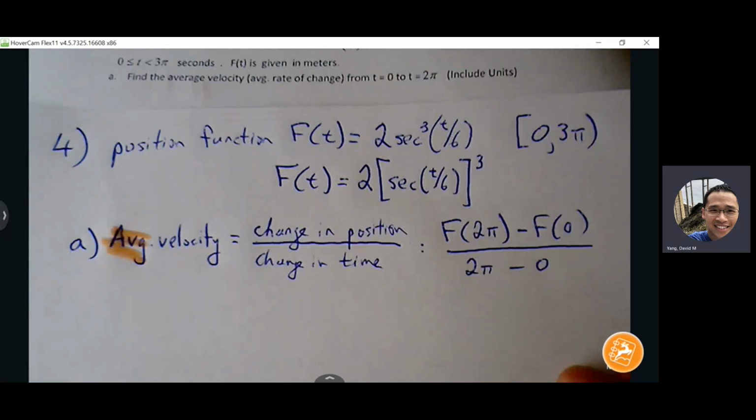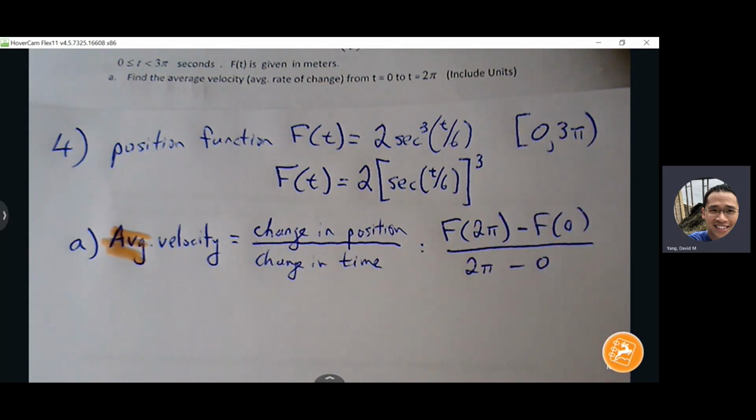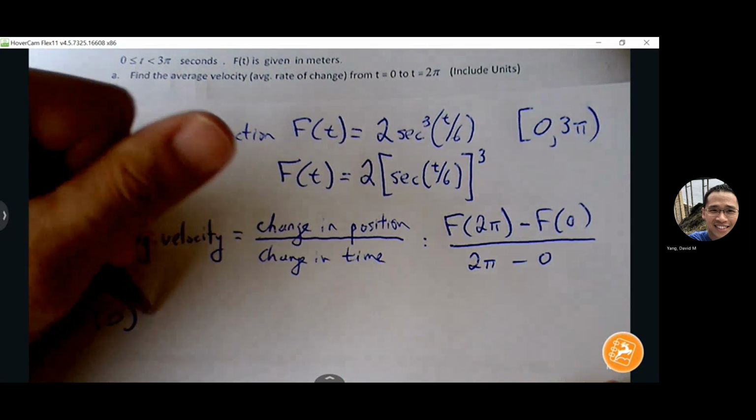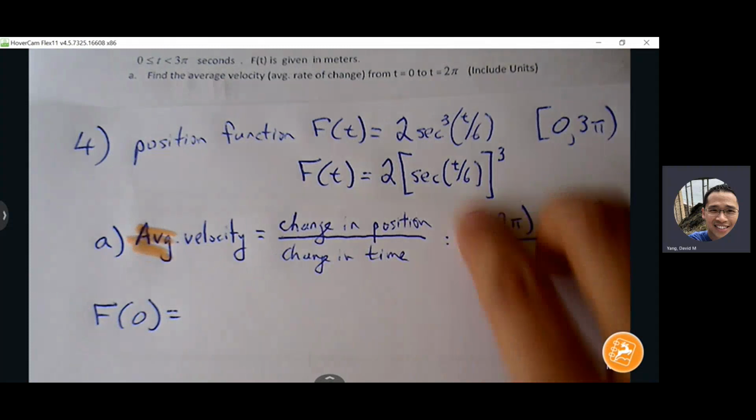So that means I have to plug 0 and 2 pi into the original function, right? We're not going to find the derivative. We're just going to stick with position here. So I'll put 0 in for p.